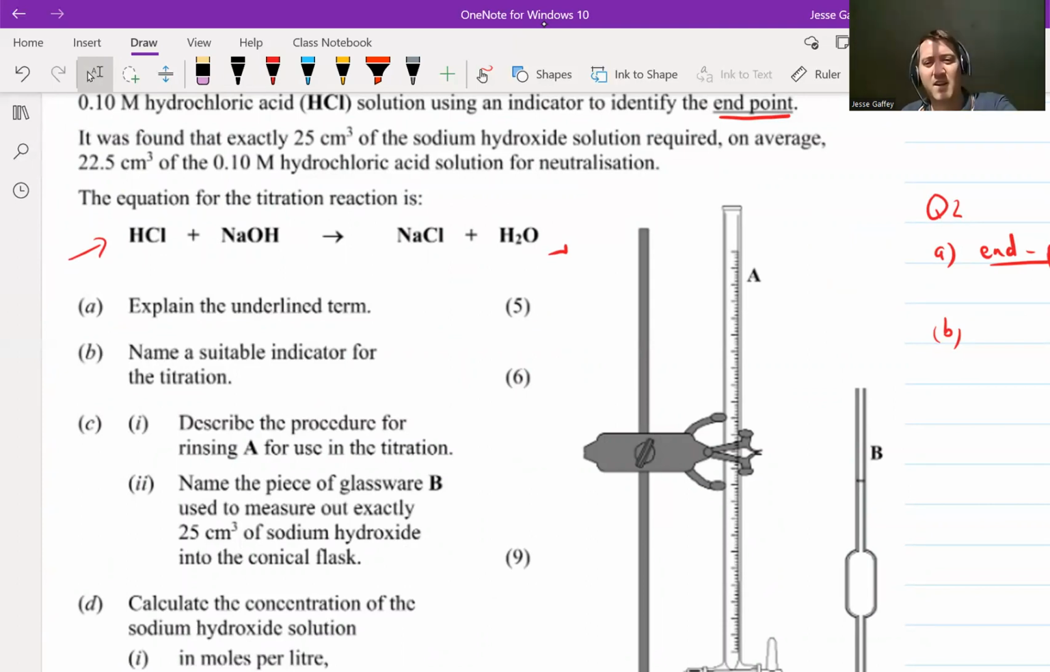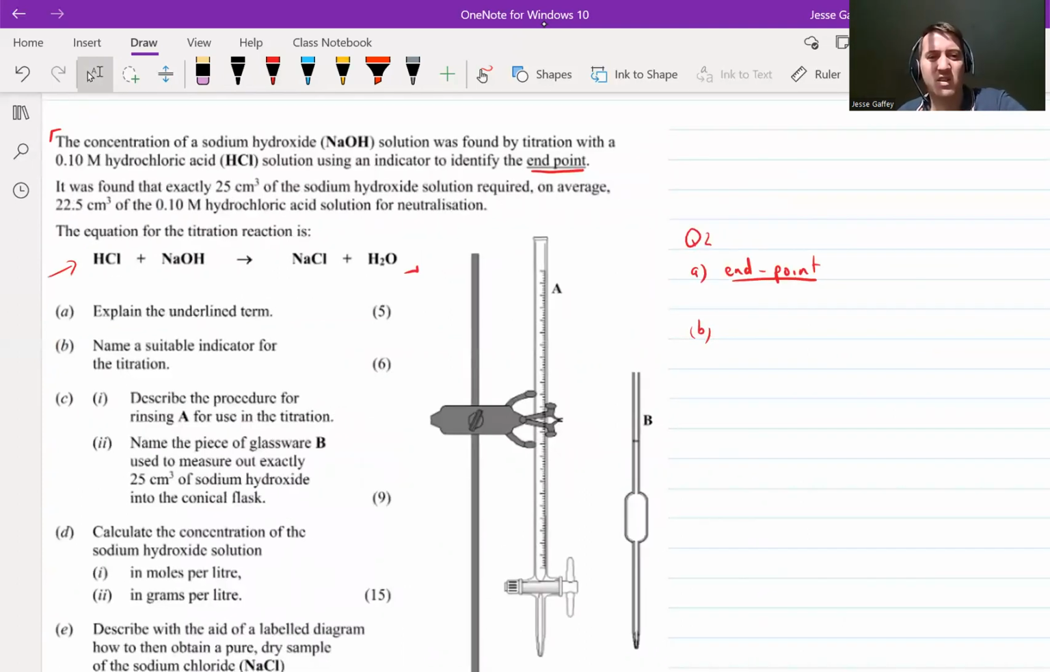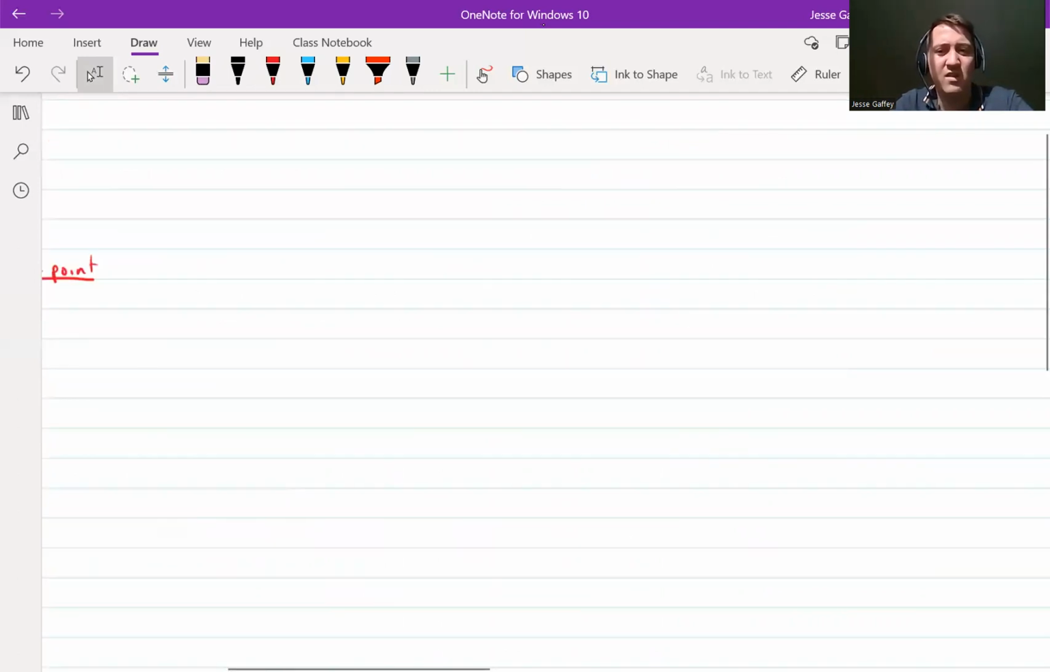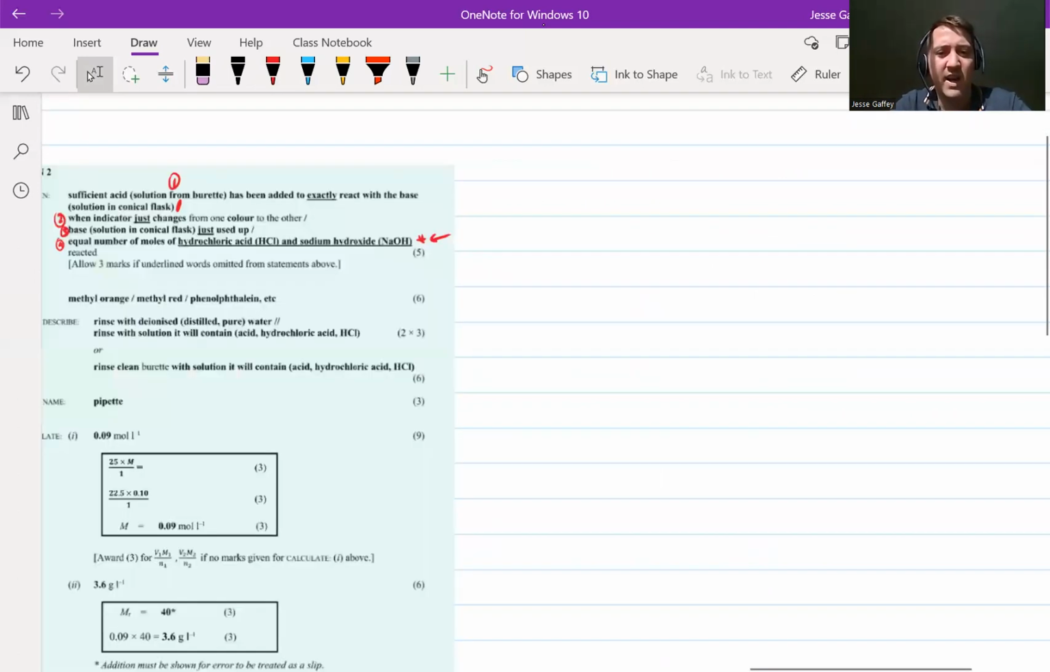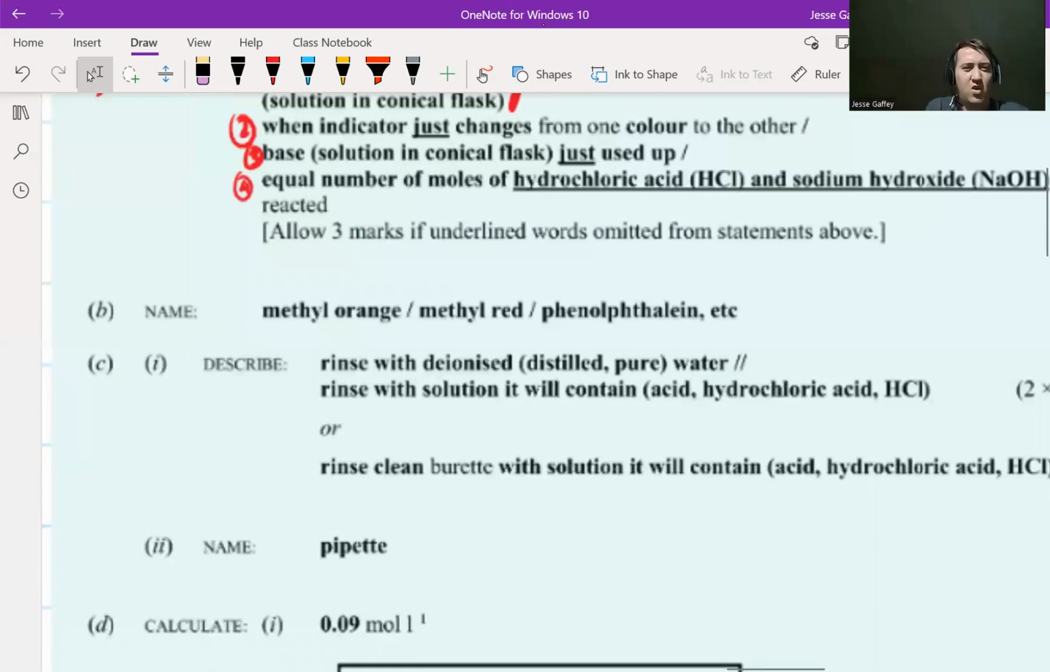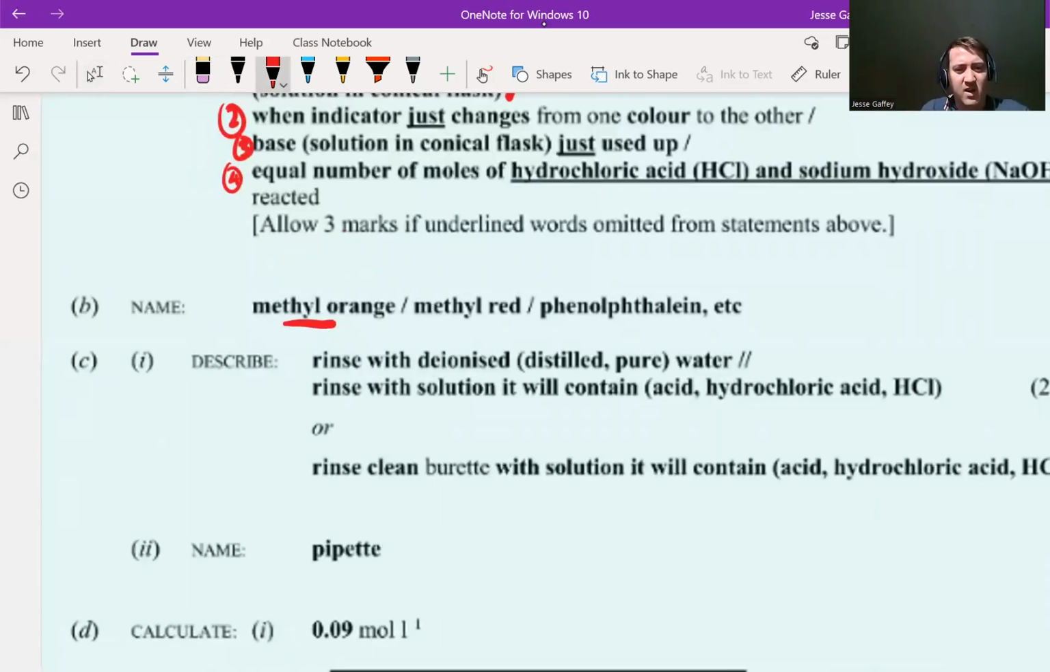All right, then we can name either indicator, because it's a strong acid, strong base titration. We can use either of the indicators, either methyl orange or phenolphthalein. So see here, methyl orange, phenolphthalein. Forget about methyl red. We never discussed that one really in Leaving Cert Chemistry.